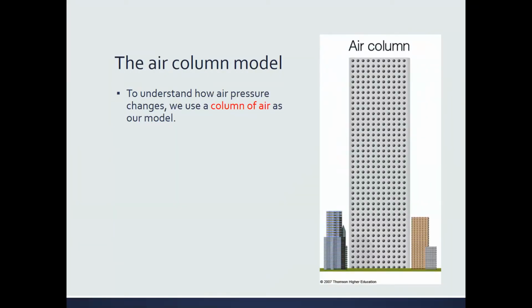The model that we're going to talk about today is what's called a column of air. So, a column of air is basically a long tube filled with air from the surface all the way to the top of the atmosphere. Now, in this column of air, we're going to have a few simple rules. These are our simplifications that allow us to work with this column of air.